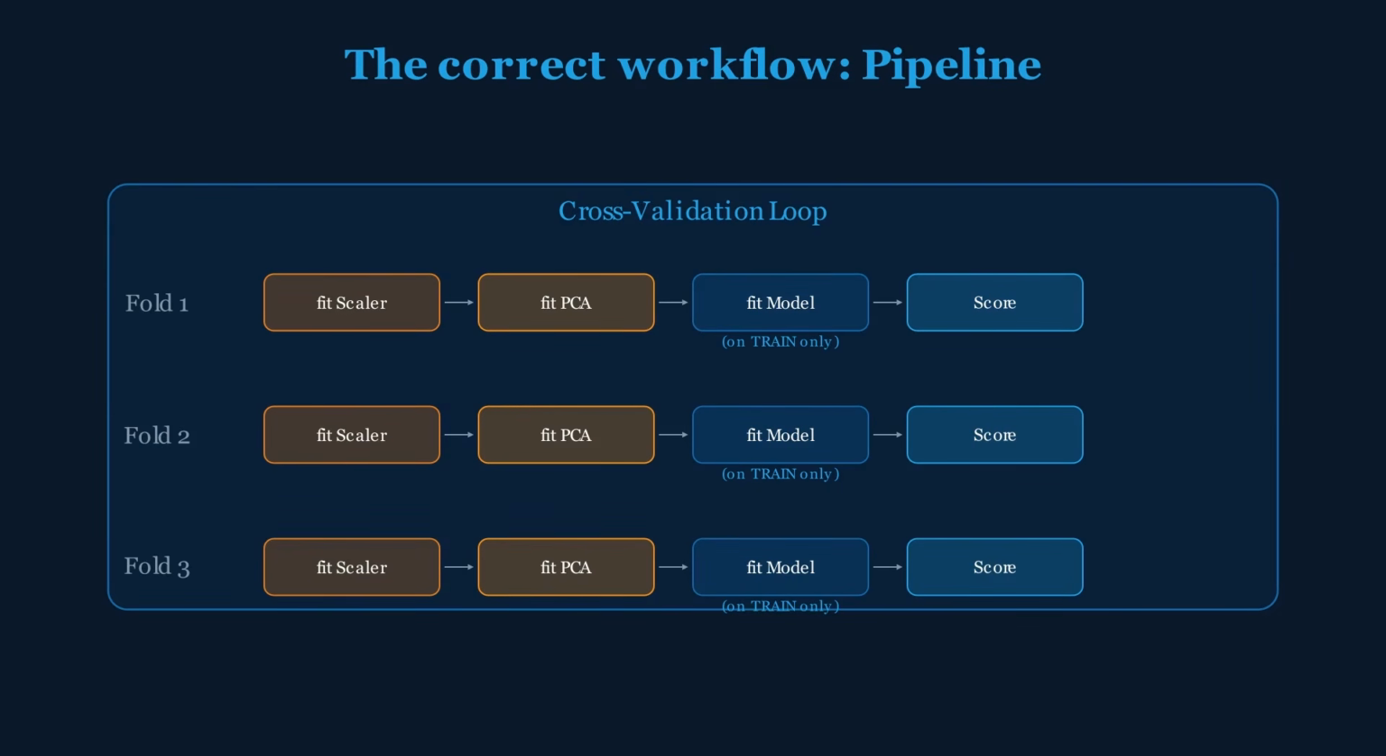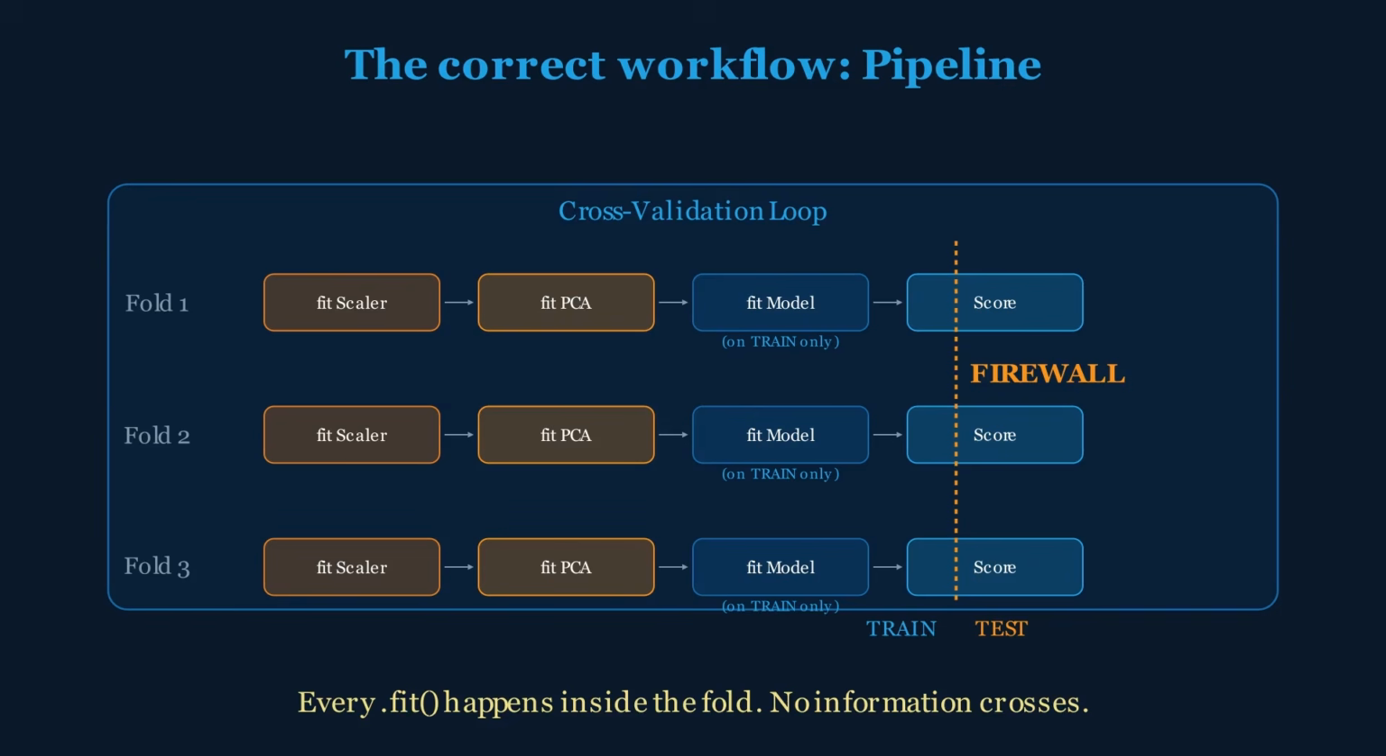This creates a logical firewall. Training data stays on one side. Validation data stays on the other. No information crosses the boundary, and the score you get is the score you will see in production.